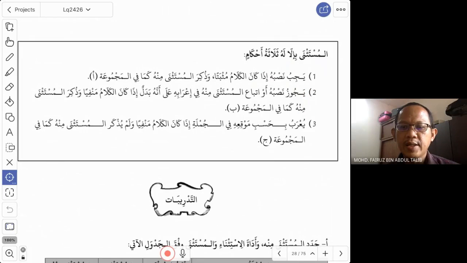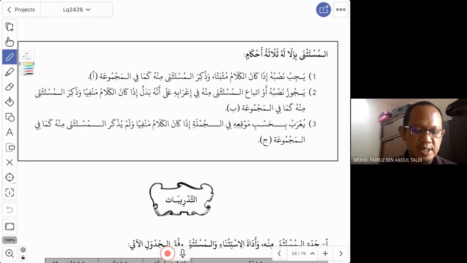The first one, al-hukmul awwal: yajibu nasbuhu. The first hukum says that it must be in the state of mansub. It is always in the state of mansub. It means that the mustathna is always mansub. Yajibu is wajib. So when is this? This is the condition.